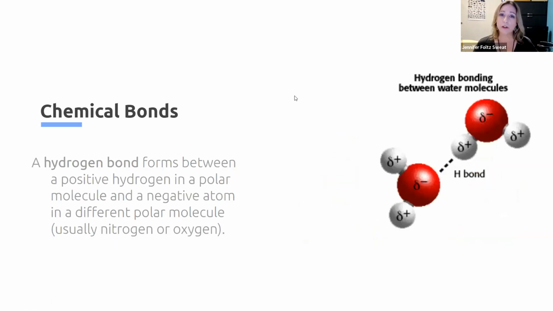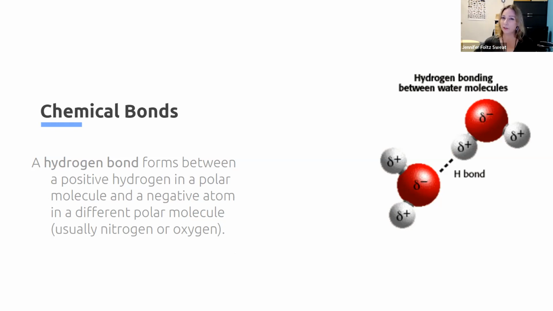The final bond that you need to understand is a hydrogen bond. This is one of the most important bonds because it gives water all of its properties. Here is the technical definition for a hydrogen bond. A positive hydrogen in a polar molecule and the negative atom in a different polar molecule are attracted to each other.